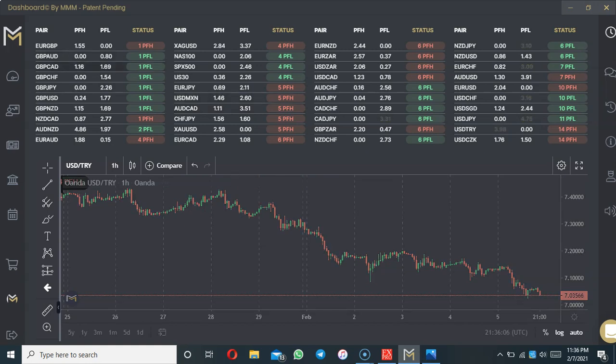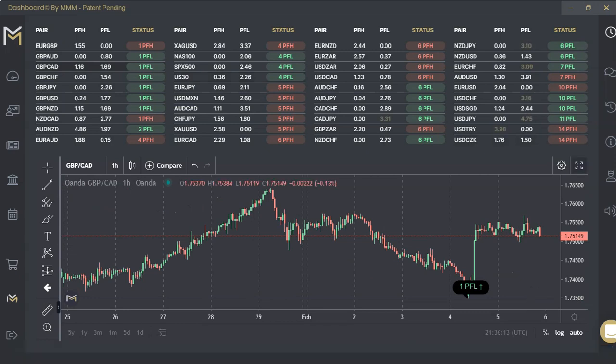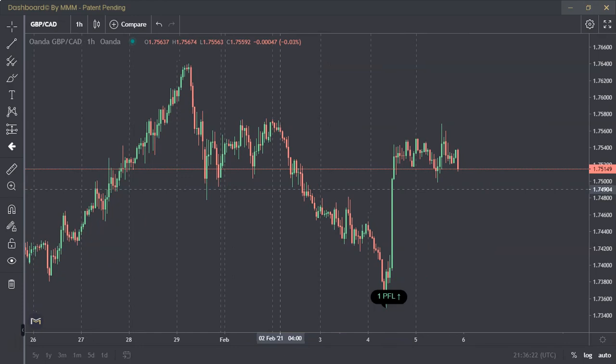So I have one pair here that I like to analyze for next week, which is Great British Pound CAD. It says one peak formation low. So for one peak formation low, we only look to buy this pair. But before I like to buy this pair, I want to look at structure 3 to 5 days to the left.